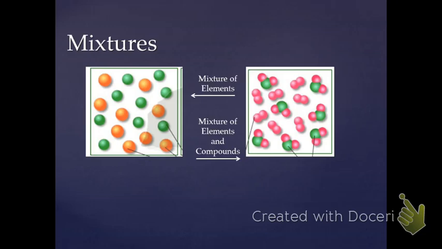Here's another picture depicting the difference for you. You've got a mixture of elements in the green and orange, and on the right you have a mixture of elements and compounds. The two pink ones are elements because even though they're bound together, they're made up of the same type of atom. The compounds are the green and pink ball sets all bonded together. So you have a mixture of elements and compounds.